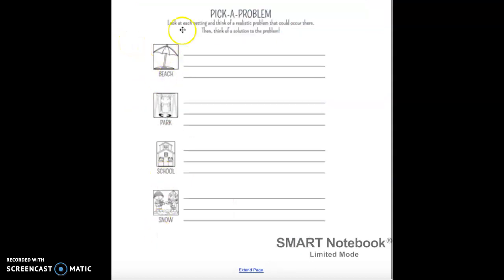So for example, these are different settings, right? Different places, and we'll think of a problem. So if your story talks about the beach, what kind of problem can happen at the beach? Yes, it could start raining. That could be a problem. So if your character is at the beach, you could write about the character having a problem that it started raining. What kind of problem can you have at a park? There's a lot of problems you can have in a park. You could fall down off the slide, or someone pushes you. There's a lot of problems that you could also put in a park. Schools. If your character is in a school, what kind of problems can the character face?